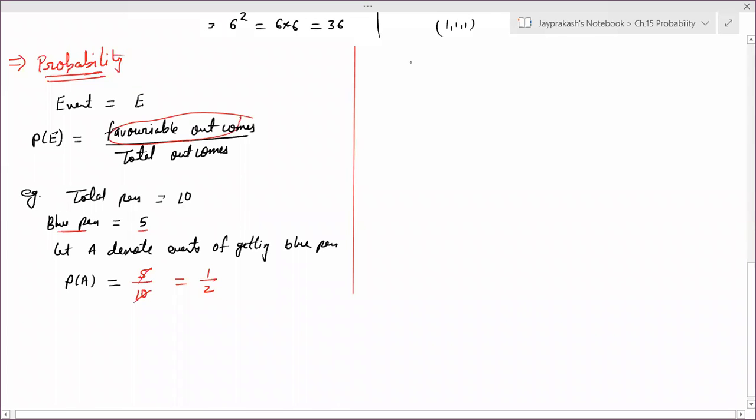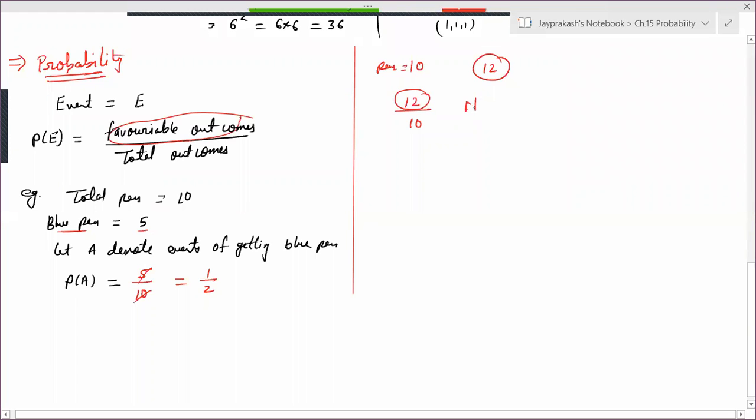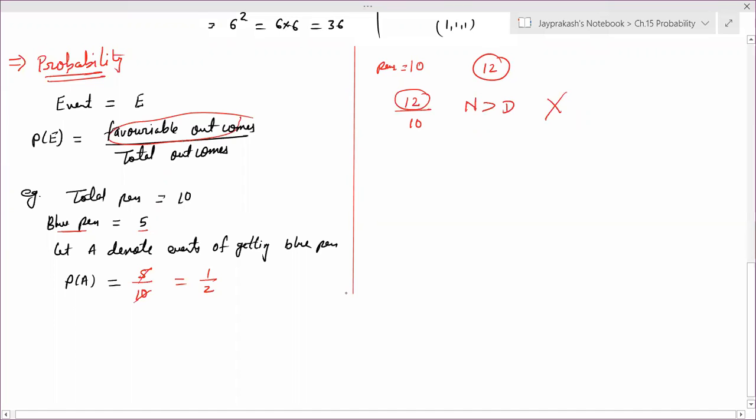Now, is it possible that if I have 10 pens, I will select 12 ball pens out of 10 ball pens? So the first thing is, whenever you get a numerator greater than the denominator, that is not possible in probability. So whenever you write something like this, your mind should click that it is not a probability, and you have made a mistake there.